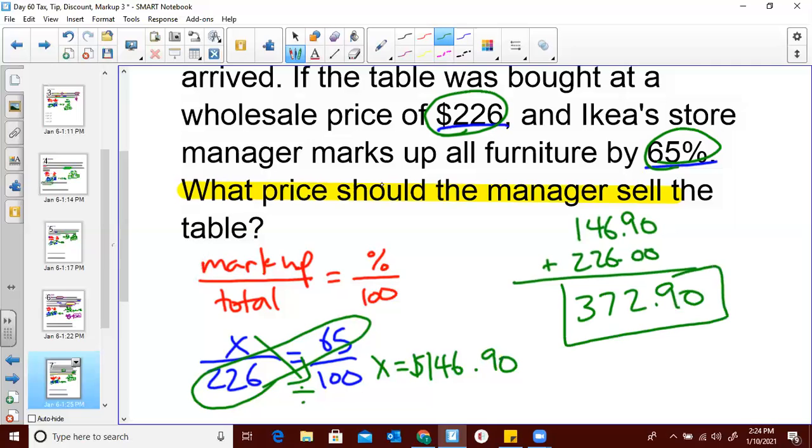All right, so that's the markup. This is essentially how much money they're going to make. So you have to add that to what they paid to figure out what you're going to pay when you buy the table.